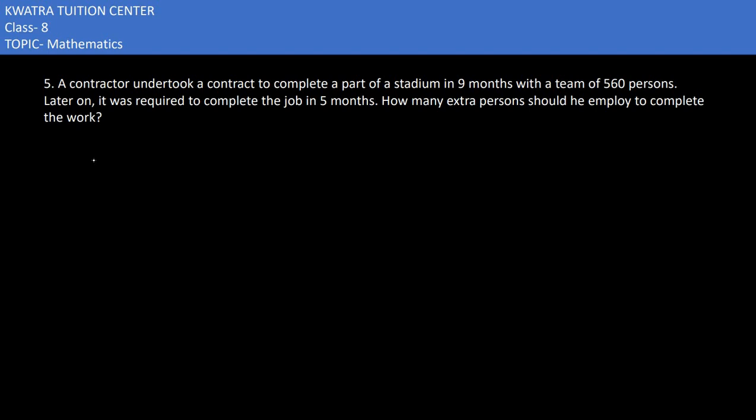Starting the fifth part. It says a contractor undertook a contract to complete a part of a stadium in 9 months with a team of 560 persons. Later on, it was required to complete the job in 5 months. How many extra persons should he employ to complete the work?